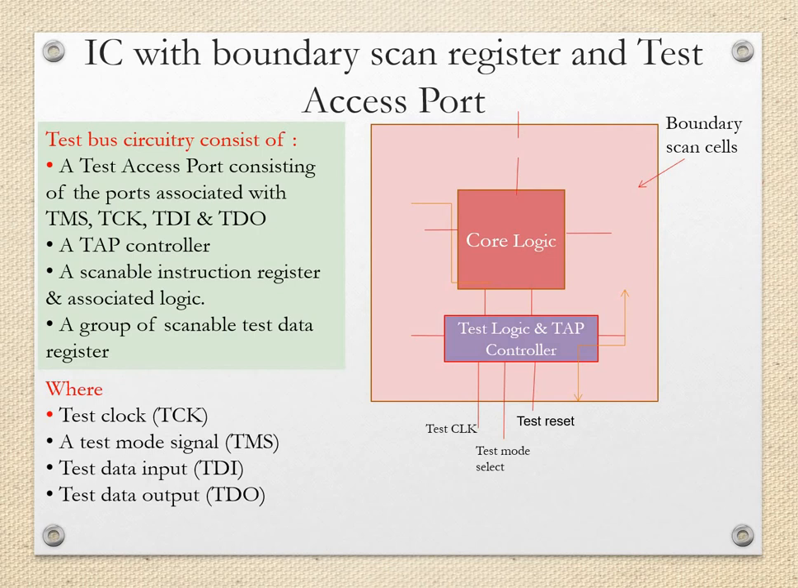In any VLSI chip, the important block is the core logic, and to support this core logic we have an added structure, which is nothing but the boundary scan. These boundary scan cells are available on the periphery of the chip, and one boundary scan cell is associated with one IO pin of the chip.